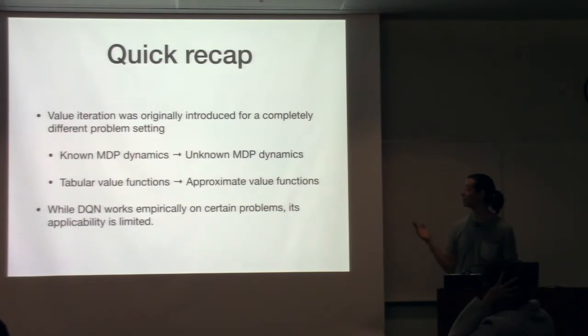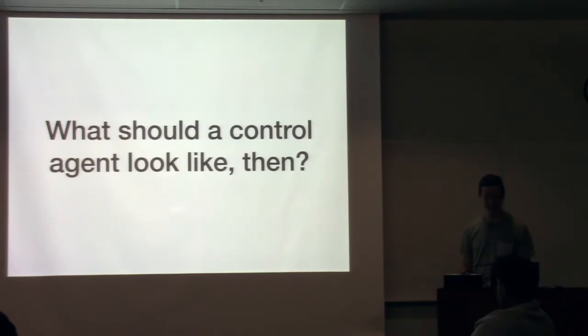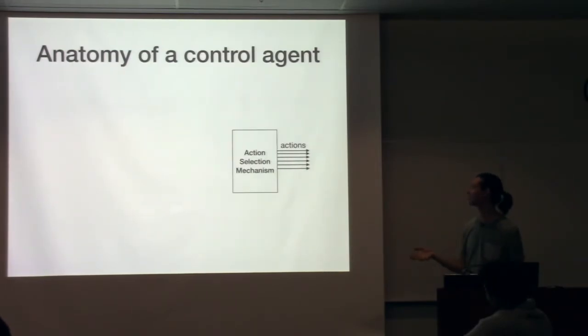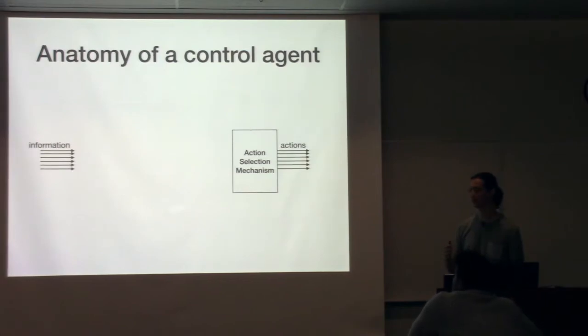So given this, what do I want things to look like instead? So I made a little diagram, which I will gradually reveal to you. So a control agent has to take some actions. Like, that's the whole point of the agent. So some actions are going to come out. And what's going to decide which action is coming out is going to be some action selection mechanism. And to make any sort of action selection or decision, it's going to have to be based on information that comes from the environment. Otherwise, it's going to be some purely random action selection.